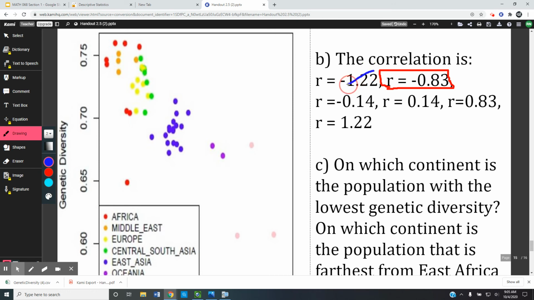This one is ridiculous. It's too big. This one's ridiculous. It's too big. There's no way it's positive because it doesn't go uphill. So everything I'm slashing out can't happen. This is horrible. You couldn't even tell. It would be nothing but dots just everywhere.